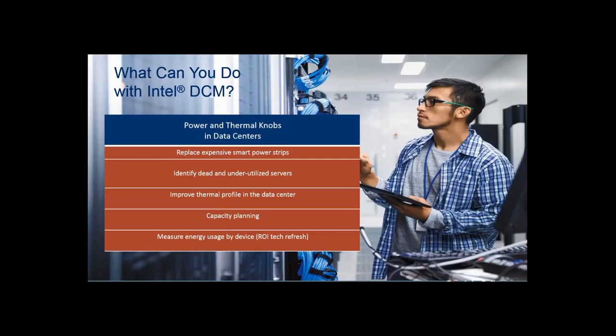And finally, DCM is able to, since we're able to measure energy by device, we're also able to help you figure out when it's the best time for you to refresh your servers, because we're able to show you the different power usage of your servers based on generation and help you find which one might be the most optimal one for running your workload on. So that's a quick recap of some of the 5 different use cases that DCM enables. So I'll now hand it back over to Rob for some more slides.